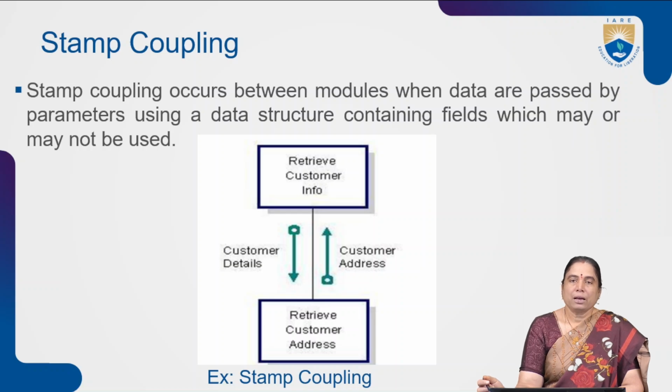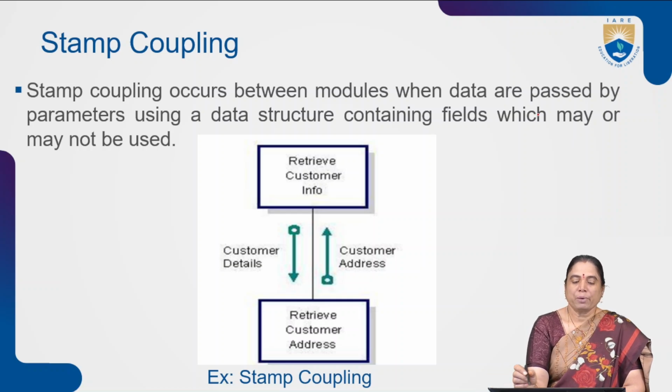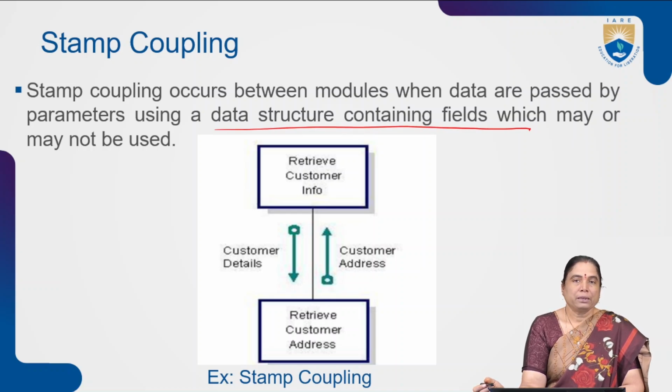Another variety of coupling is stamp coupling. Stamp coupling occurs between modules when data are passed by parameter using a data structure containing fields which may or may not be used. But in data coupling, all arguments must be used, whereas in stamp coupling only the required data structure elements are used. So here it can take the customer details in order to retrieve the customer address.